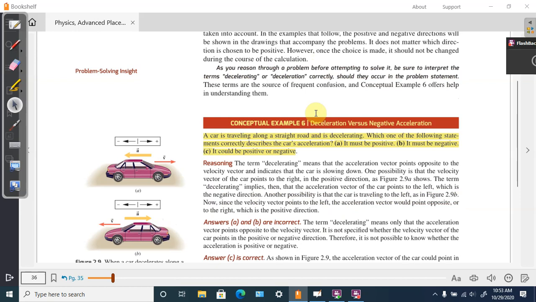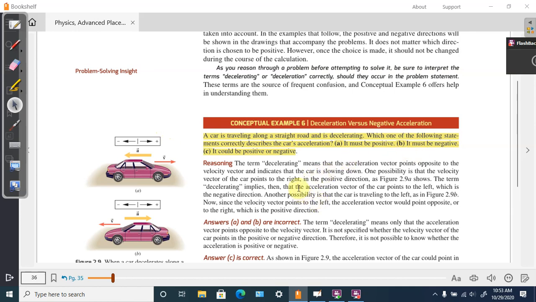And concept example 6 here is very tricky, and that's why I put it in here to go over. It says a car is traveling along a straight road and is decelerating. Which one of the following statements correctly describes the car's acceleration? A, it must be positive, B, it must be negative, or C, it could be positive or negative. When they refer to a positive or negative acceleration, that's talking about direction basically. Is it left or is it right?